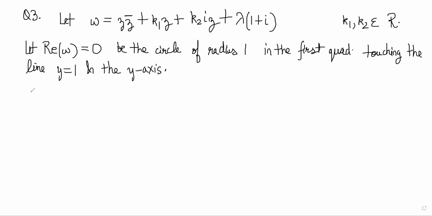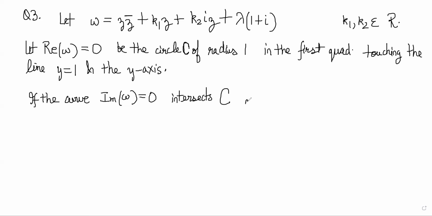Okay, if the curve imaginary part of W is 0 intersects this circle called C. If the curve imaginary part of W intersects C at A and B, then you have to find out 30 times AB square.